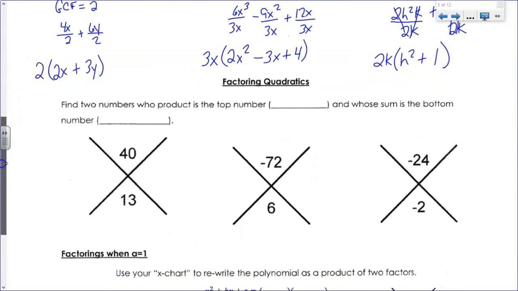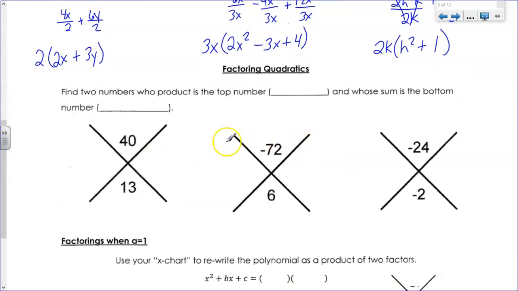All right, so I wanted to show you this that we did earlier. I wanted to show it to you the way sometimes you'll see it. So here you find two numbers whose product is the top. So this one, the product's the top. Okay, so that means I'm going to multiply to get the top, and whose sum is the bottom number, so I'm going to add to get the bottom. So what number will multiply and give me 40 and add to give me 13? 8 and 5.